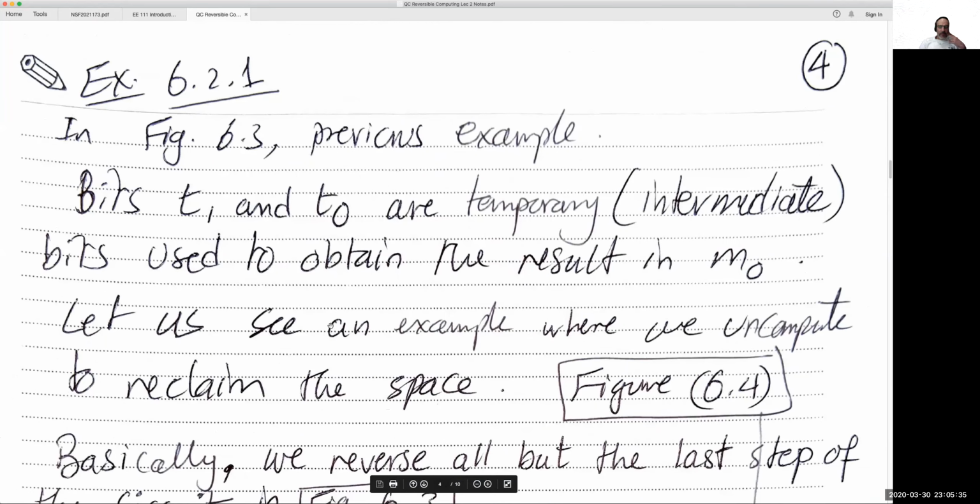So in example 6.2.1, you'd see in figure 6.3 in the previous example where we did the 4-bit AND gate, bits T1 and T0, and by the way, there is a typo on those in the book, in the figure. I think the book calls them T2 and T1, but they should be T1 and T0. These are basically temporary bits or intermediate bits. They are used to generate some of the intermediate results we use in the cascade to get the final result. That's eventually going to be in the bit denoted by M0.